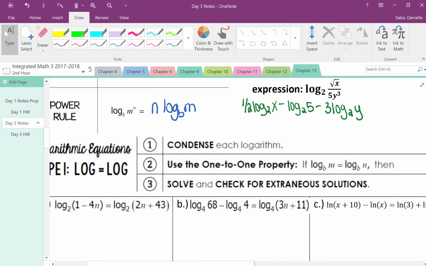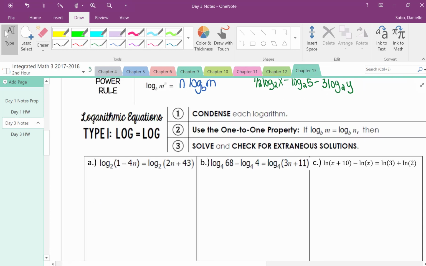So when we are solving, it's when we have equations. What we're going to do is we're going to solve for them, okay? And you're going to be able to do that very well. So first we're going to condense if we can. Okay, we just practiced that. If we can condense, great. We have to do that first. If not, we can move to step 2, which is the 1-to-1 property.